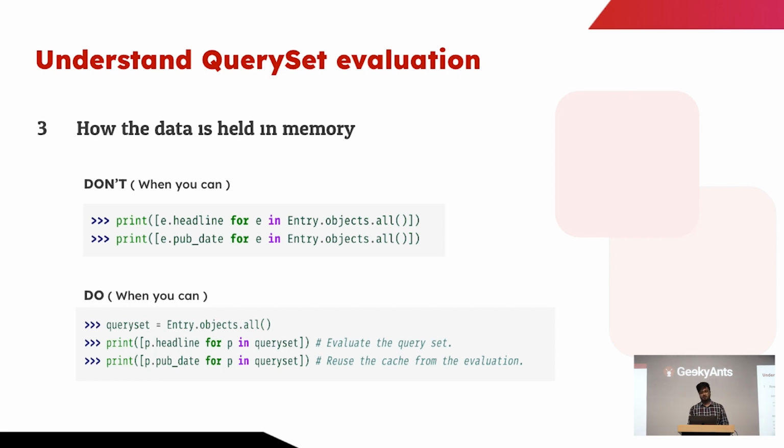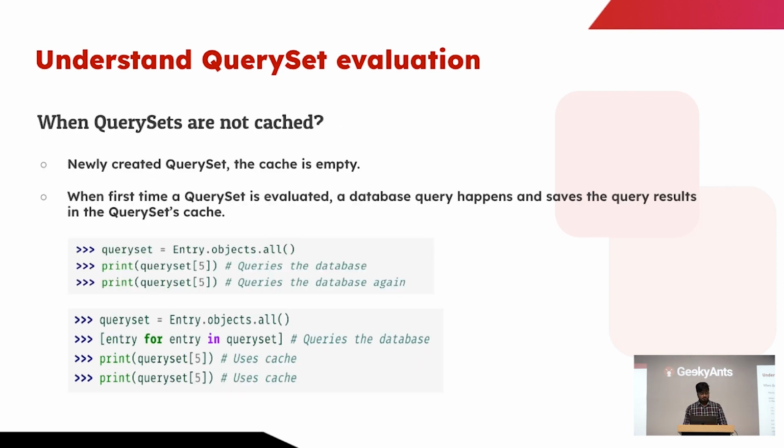In the example, we are querying the database for the same data twice. Instead, you can do a very simple thing: hold the data in another variable and use that variable for your further operations. This is one of the simplest things you can do to save your database cost.